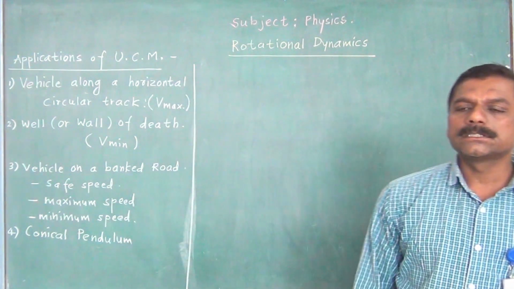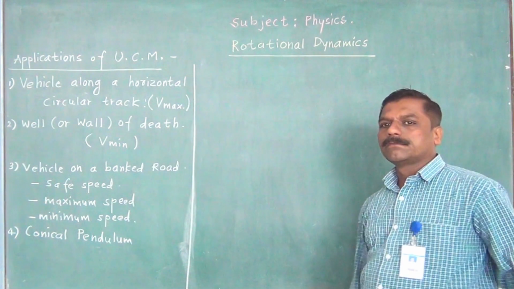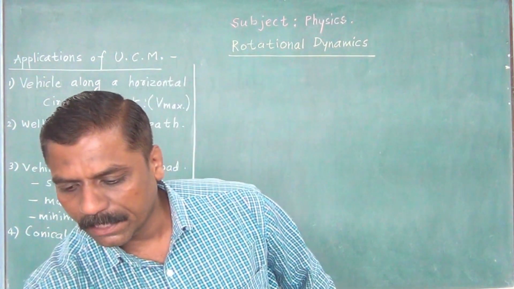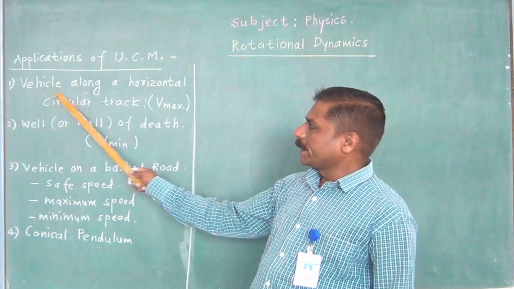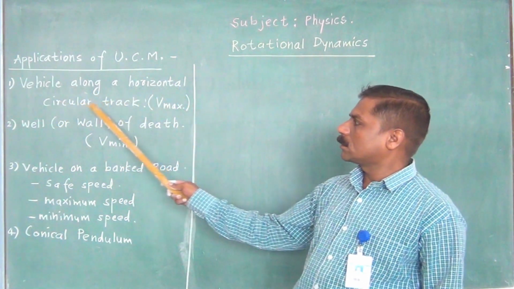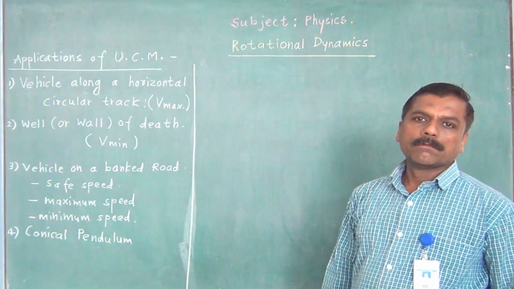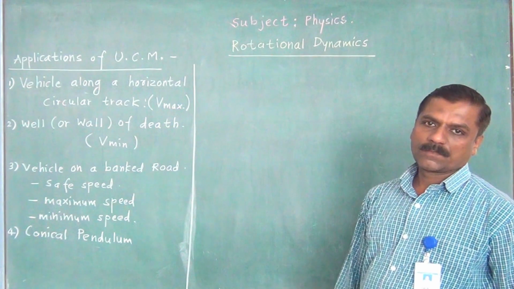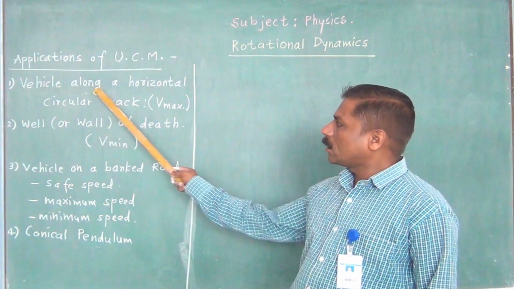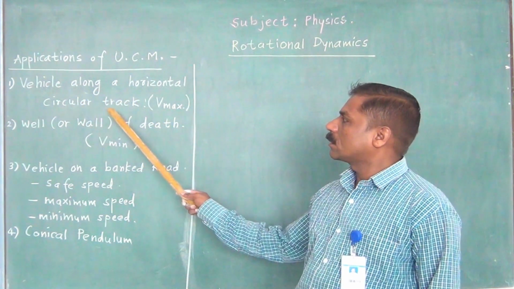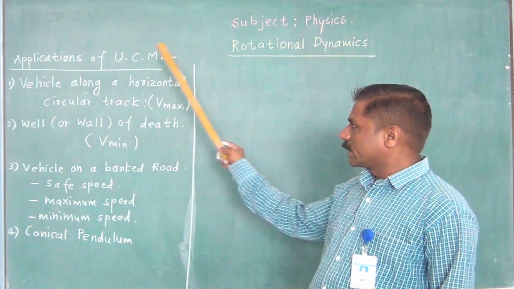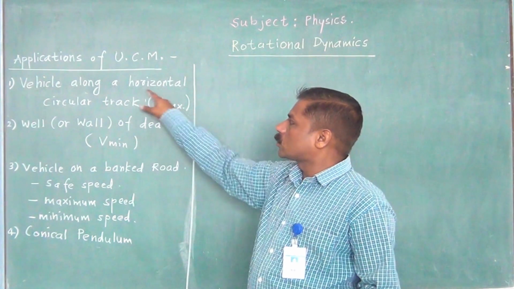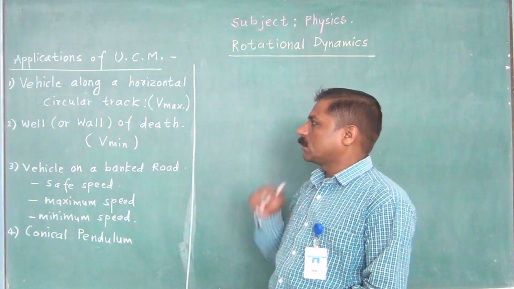I have already written the applications which we want to discuss here. The first application is a vehicle along a horizontal circular track. We want to find out the maximum speed of that vehicle moving along the horizontal circular track. Means the road is in a circular form, but it is a horizontal one.